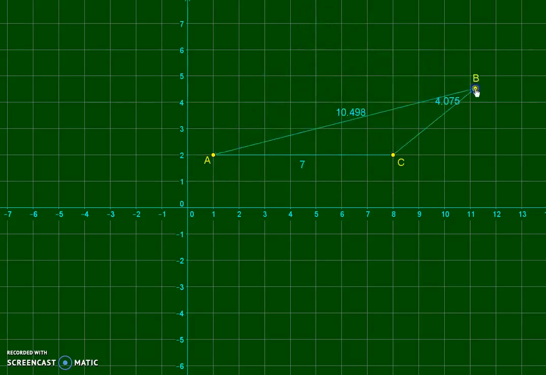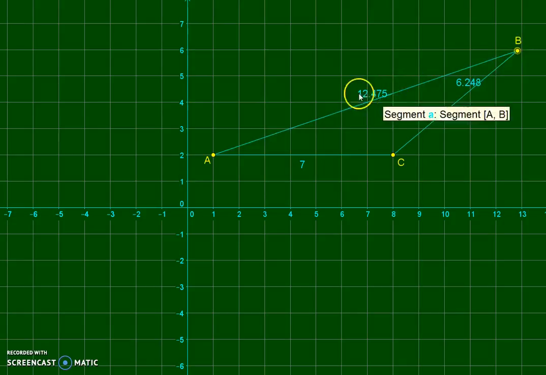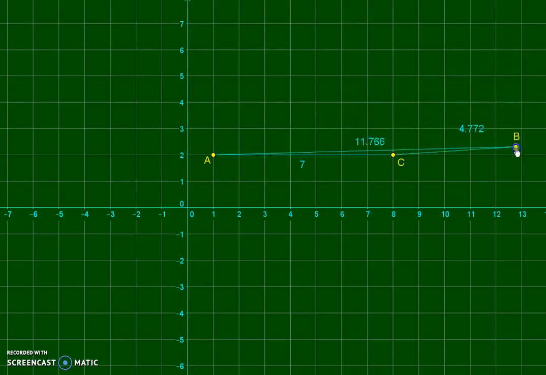Now this works no matter where we put it. If we make one side 12.4, 6 plus 7 is greater than 12.4. It's actually 13.248. And so you can see that no matter what we do to form a valid triangle, the two segments in the middle have to be greater than the longest.